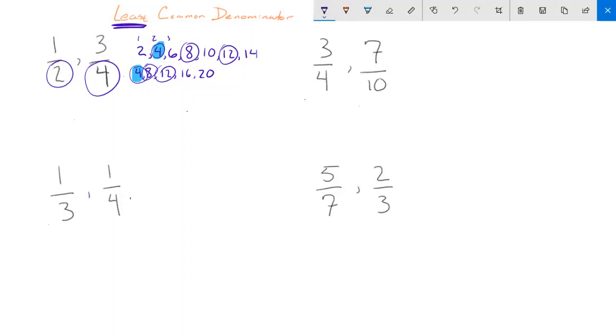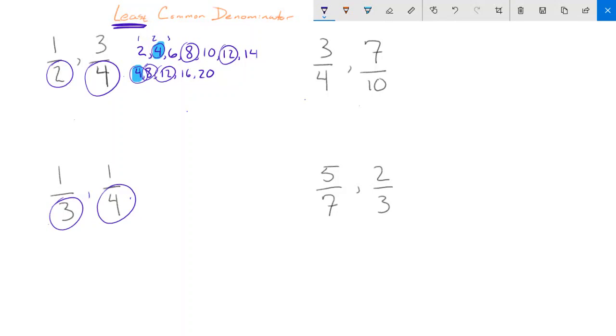So let's move on to the next one here. We have 3 and we have 4. We want to find the least common denominator. So we're going to list the multiples of 3, and then we're going to list the multiples of 4, and we're going to find the least one, or the smallest one they have in common. So why don't you try that right now on your own paper?